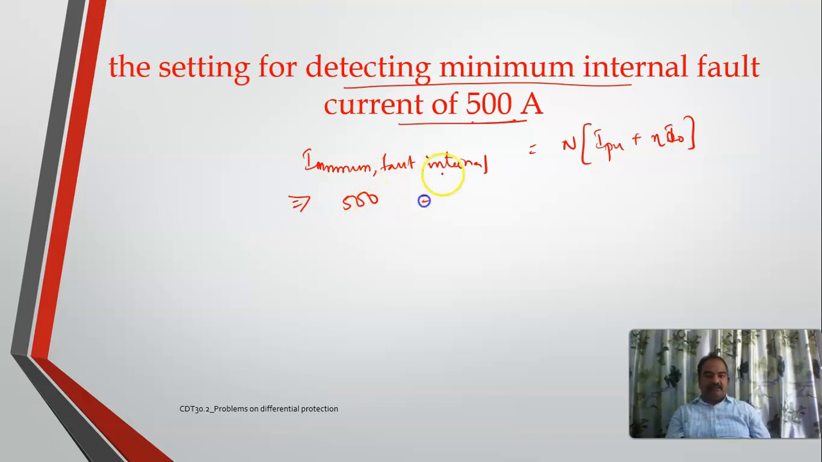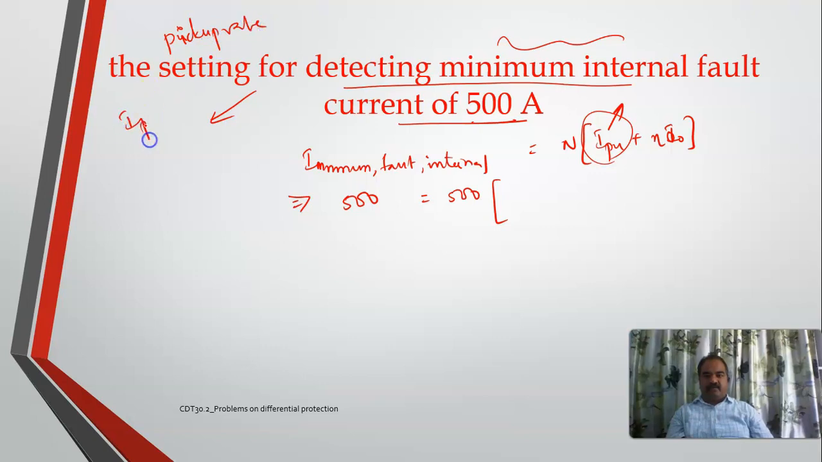What I need to adjust? When I am trying to adjust for minimum internal fault, I will be trying to adjust only pickup value. When I am trying to adjust for maximum external fault current, I will be changing V setting. But here for internal faults, I will be varying my IPU. So that's fine. I will be calculating my new value of IPU, 500. So here this is pickup value setting. So I do need now new pickup value.